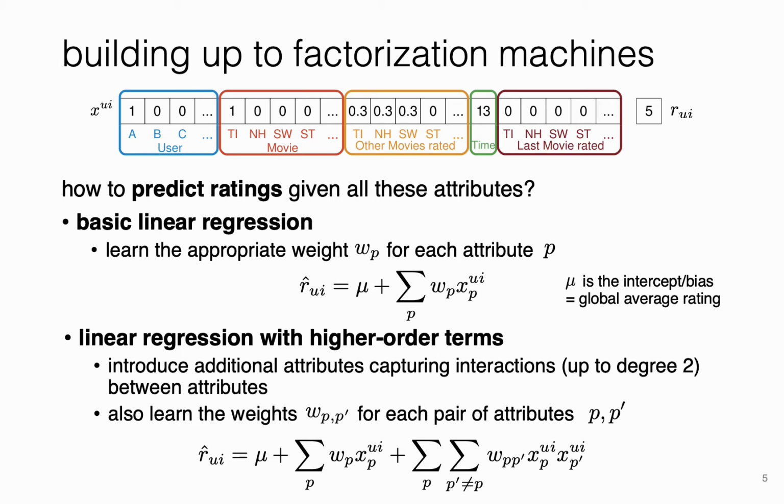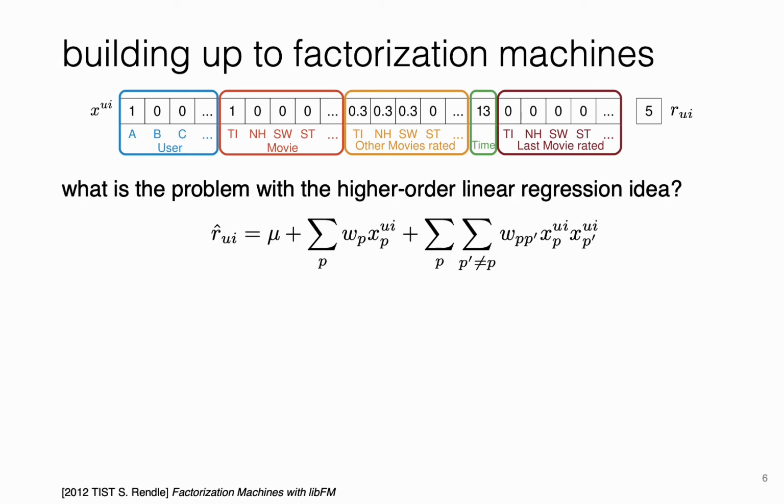If we want, we can include higher order interaction terms, for example by multiplying three attributes, but maybe this is too complex. For now, we consider the formula shown here. There is a problem with this higher order linear regression idea. Can you see it? It's hard to train such a model because there are too many weights to learn.